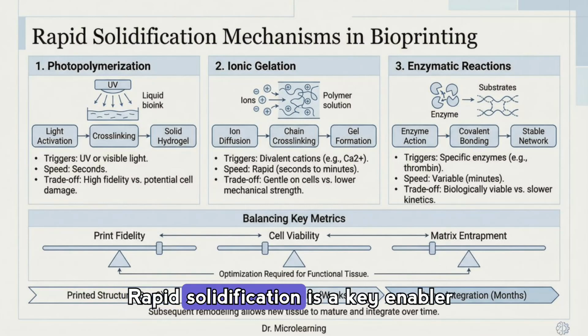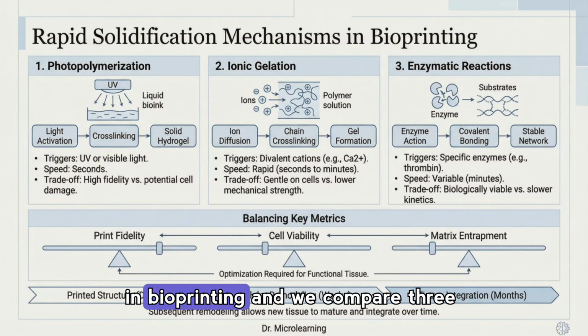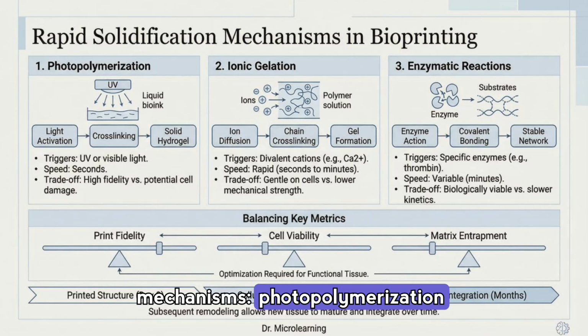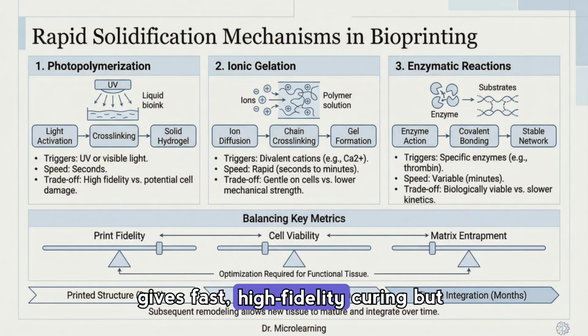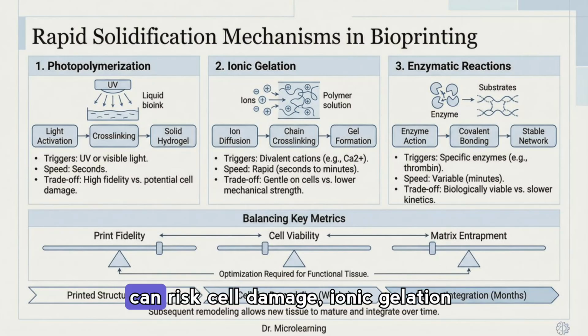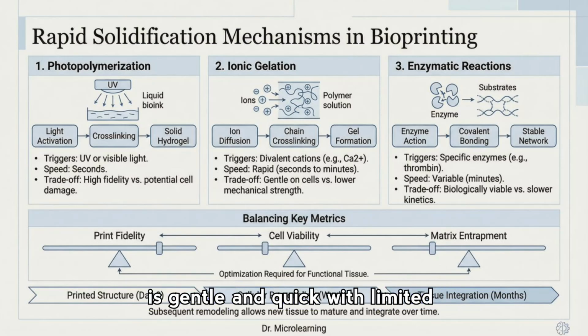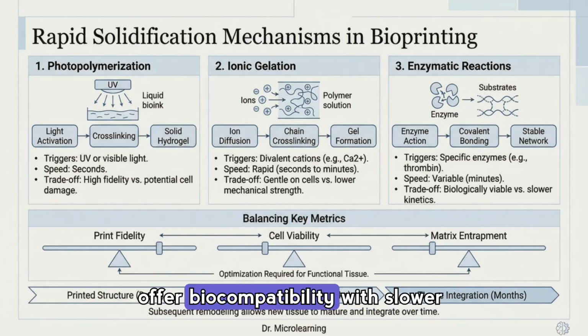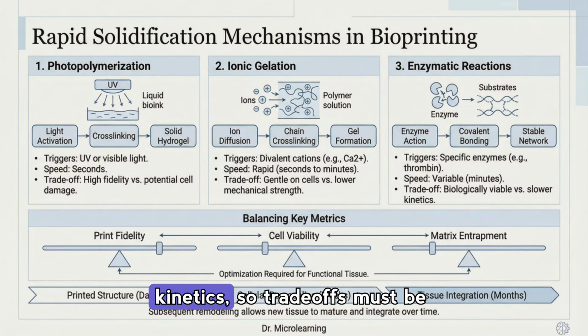Rapid solidification is a key enabler in bioprinting, and we compare three mechanisms. Photopolymerization gives fast, high-fidelity curing, but can risk cell damage. Ionic gelation is gentle and quick, with limited mechanics, and enzymatic reactions offer biocompatibility with slower kinetics, so trade-offs must be optimized for functional tissue.